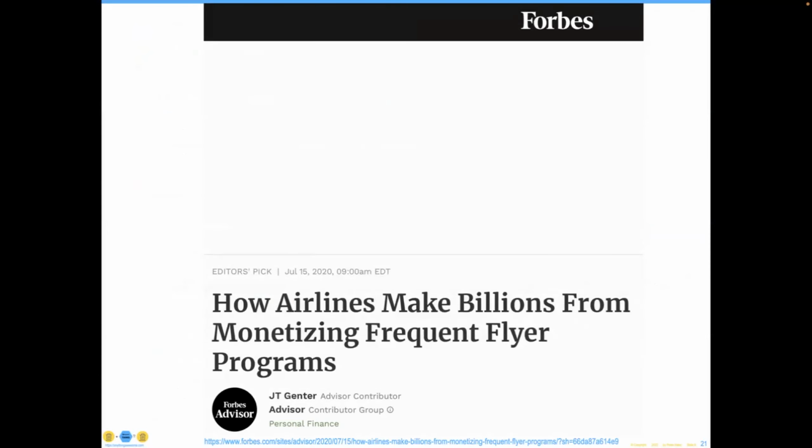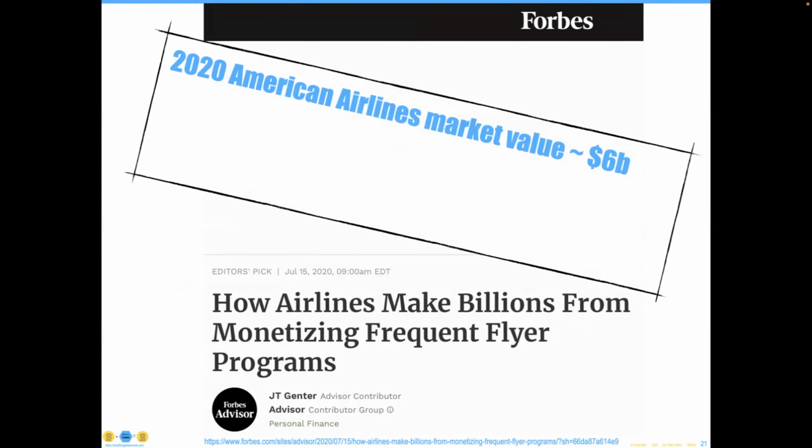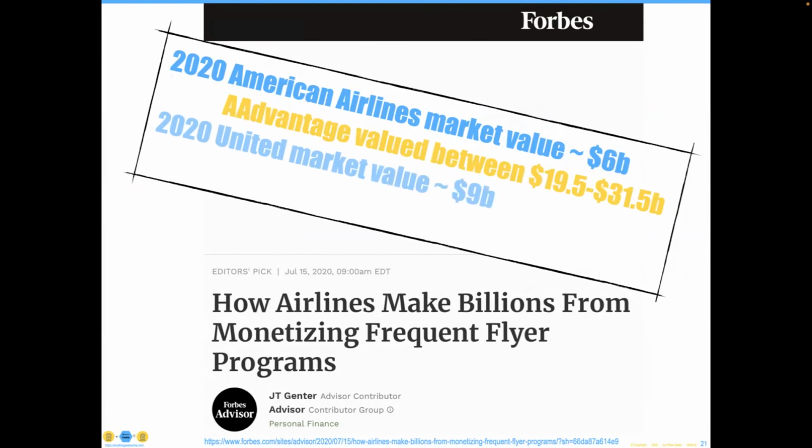Let me give you an example of that just real quickly, which is the idea that the airlines had a really interesting article written on them last July. And the idea was that they were valuing American Airlines at the time at about $6 billion. But the data in the Advantage program was valued between 19 and 31 billion. Similar numbers for United, 9 billion for the organization, 22 billion for the data in the mileage program, an increase of a lot of money.